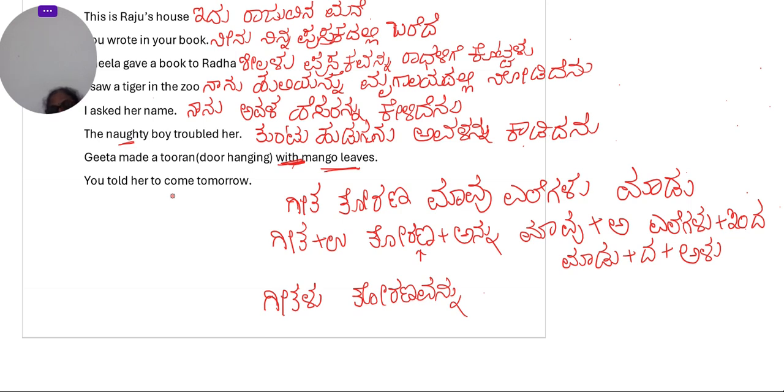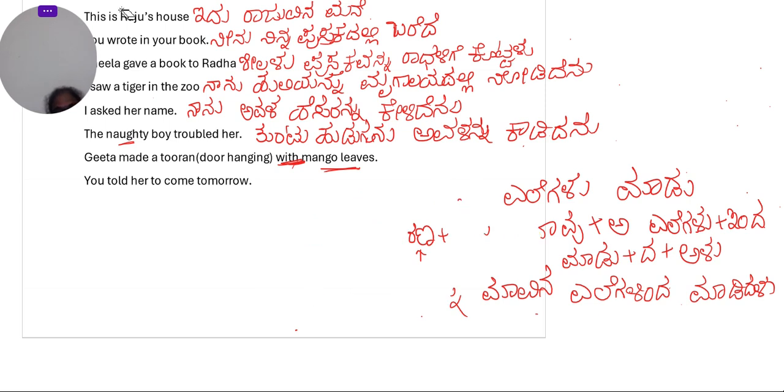Mavu plus a, it becomes Mavina. Then Yelegalu plus inda. Yelegalinda. Okay? Mavina Yelegalinda. When inda is added to Yelegalu, it becomes Yelegalinda. And Madu plus the plus adu, it will become Madidalu. Right? So now the sentence is Geetalu Toranavannu Mavina Yelegalinda Madidalu. Okay? So let us write the complete correct sentence there now.